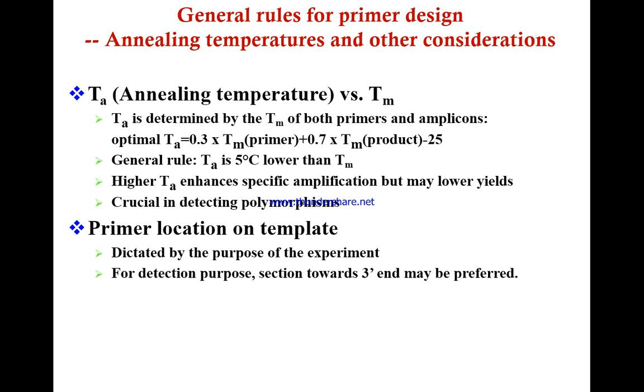The general rule is Ta is 5 degrees lower than the Tm. Simple as that. If you don't want to go for this long formula, you can get your Ta directly by subtracting 5 from the melting temperature. Higher Ta enhances specific amplification but may lower yields, crucial in detecting polymorphism. Primer location on template is dictated by the purpose of the experiment. For detection purposes, a section towards the 3' end may be preferred.